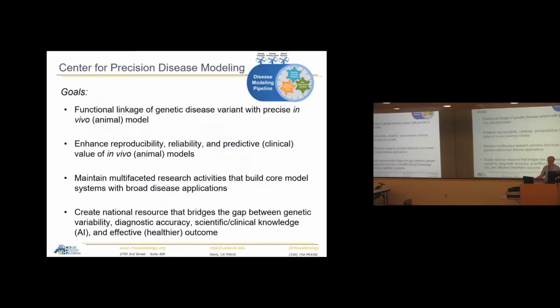So what are our goals? Is to derive a functional linkage of genetic disease variant with precise in vivo models, to enhance reproducibility, reliability, and predictive models, to maintain multifaceted research activities, and to create a national, I'd say international resource to bridge the gap between genetic variability, diagnostic accuracy, scientific and clinical knowledge, and this brings in artificial intelligence and machine learning, and ultimately effective, healthier outcomes. And between these can all be linked, but right now there are big gaps between them.